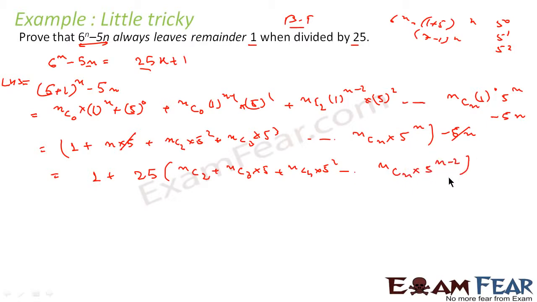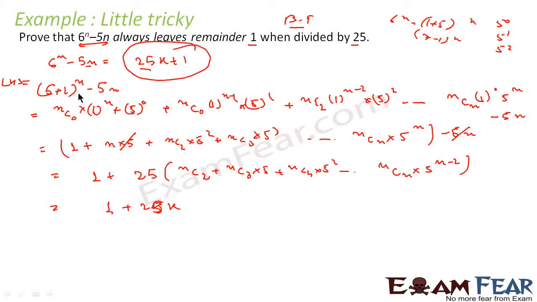Why? Because we have taken 5 square common. This is 5 square, so 5 to the power 2 plus 5 to the power n minus 2 is equal to 5 to the power n. We can also write this whole thing as a constant, so this becomes 1 plus 25k. So our LHS becomes 25k times (1 plus 25k), and that is what our LHS was.